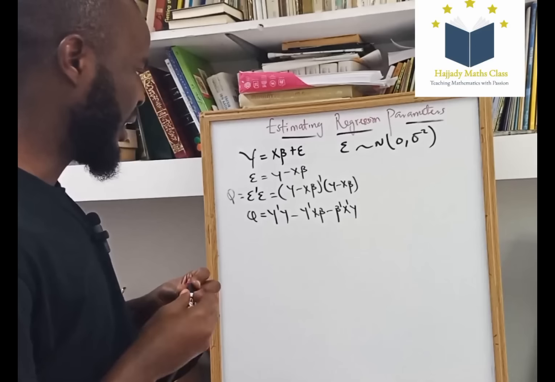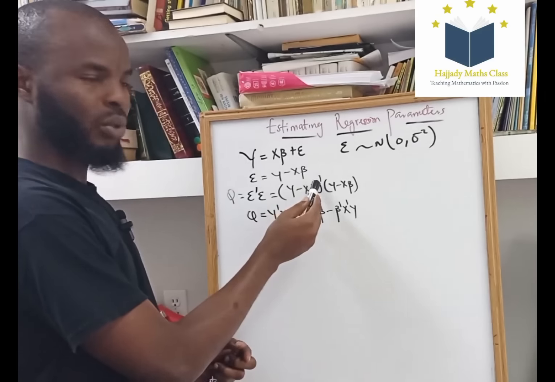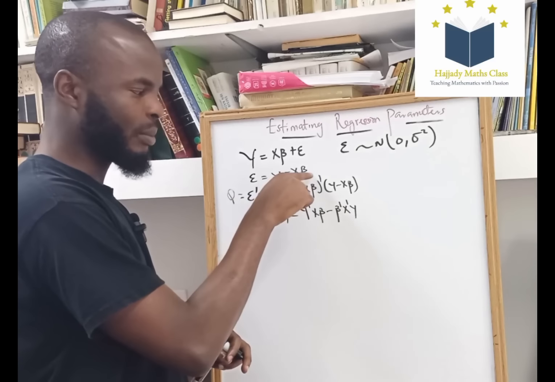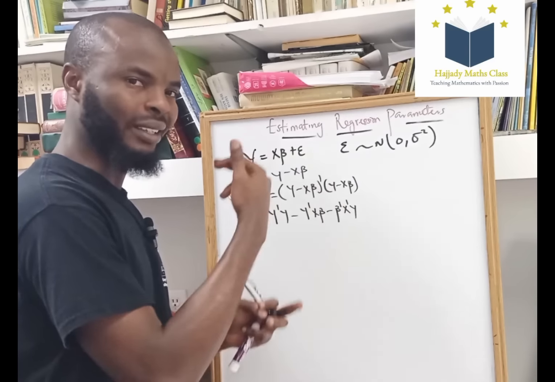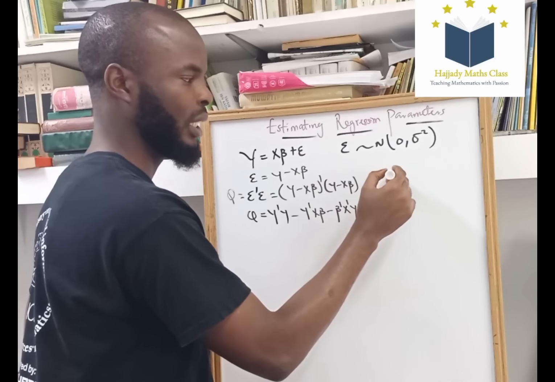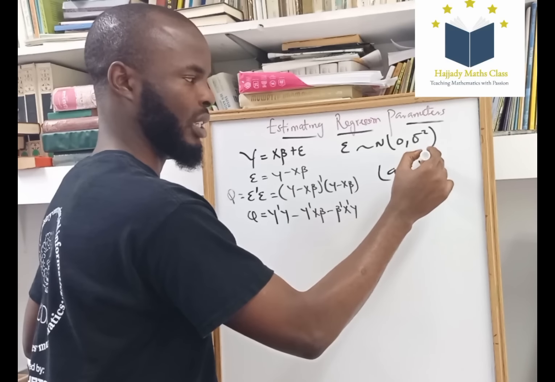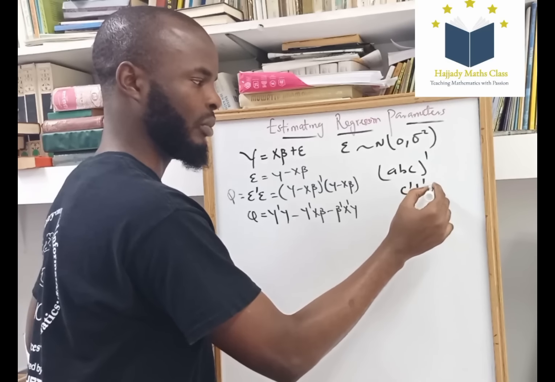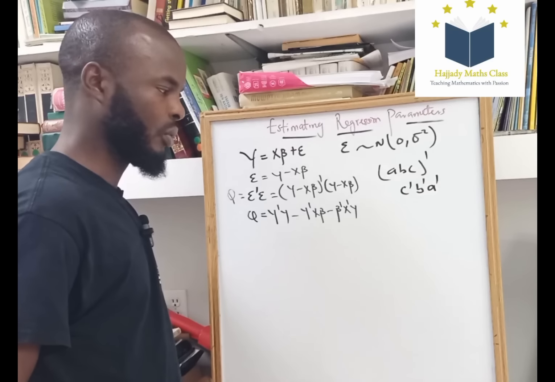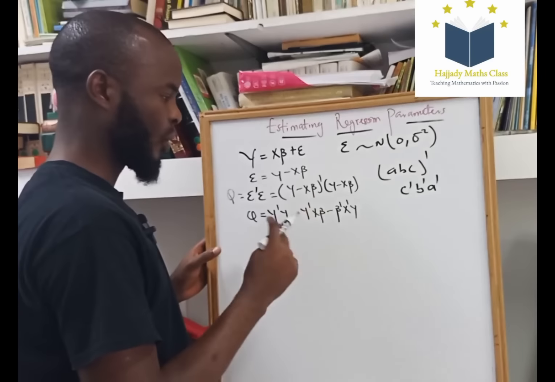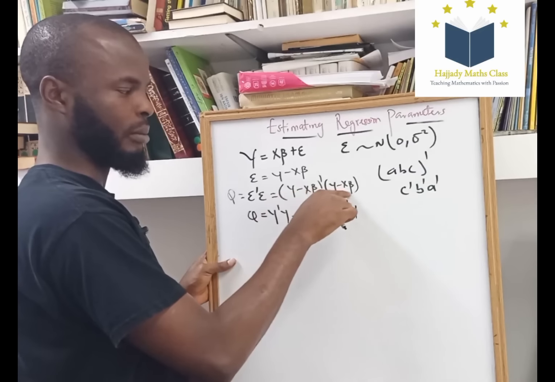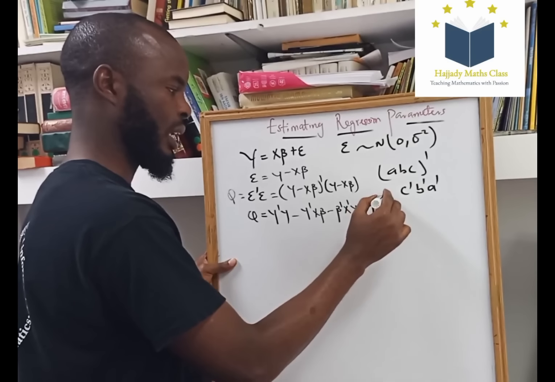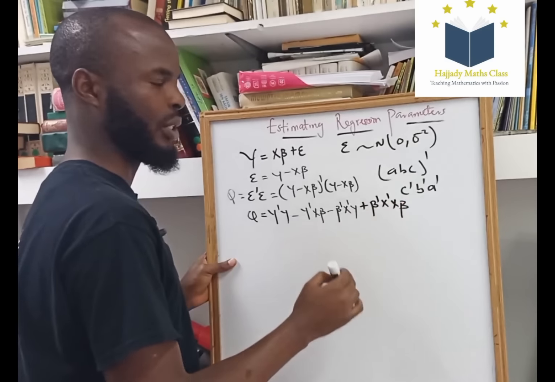Now, I need to explain something here. Looking at this is a transpose value, so I'm using prime in case of transpose. So I didn't say X prime β prime. No, it's going to be in reverse order. So when you have ABC transpose, if you want to bring this out, it's going to be C prime, B prime, A prime. That's the rule. So the same thing is being used there. The last one is to multiply this by this, so here we're going to have plus β prime X prime Xβ.